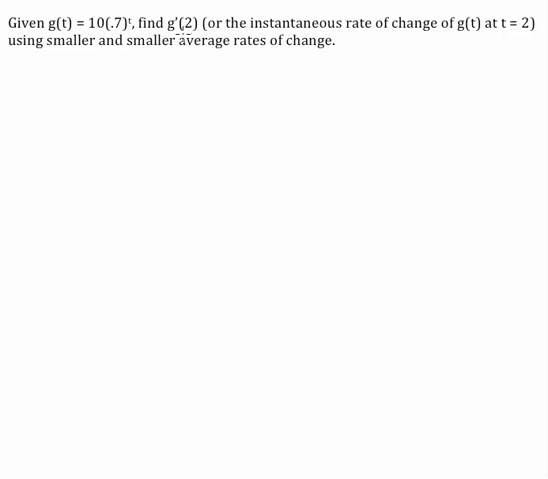We're going to find g prime of 2, the derivative of g at 2, otherwise known as the instantaneous rate of change of g at t equals 2. The technique we're going to use is finding average rates of change over smaller and smaller intervals. The notation we'll use is we're finding a change in g over a change in t. So this is just average rate of change using 2 points.